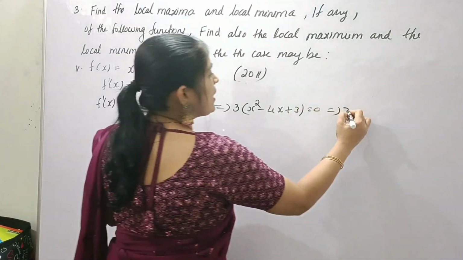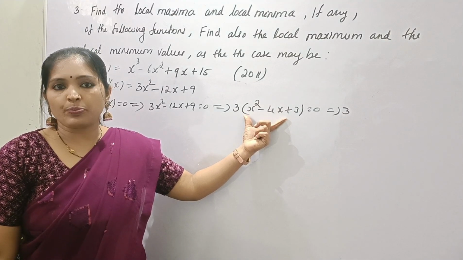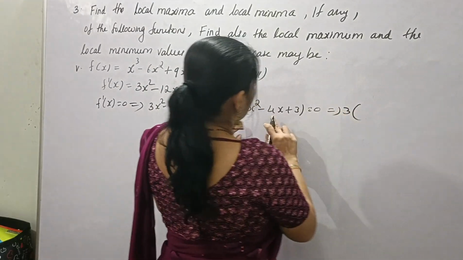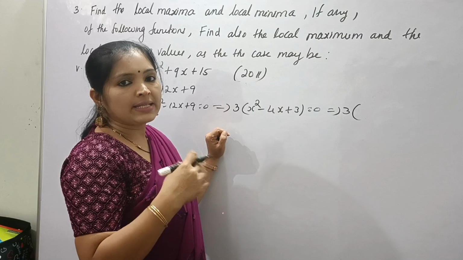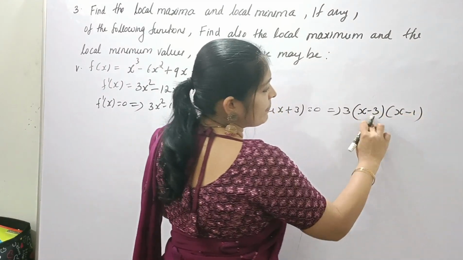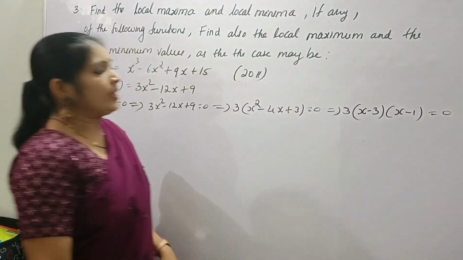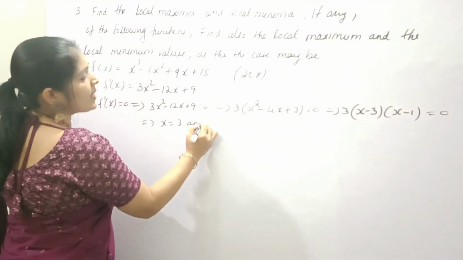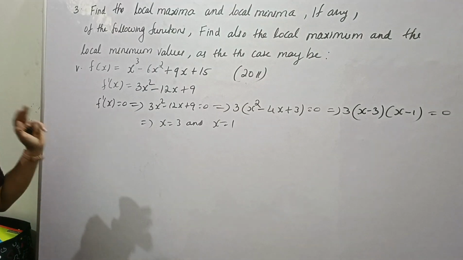That implies 3 into, see here we have to write it in the form of x plus a into x plus b to find the values of x. So here 3 into, multiplication should be 3 and addition should be minus 4. That is minus 3 and minus 1, right? So x minus 3 into x minus 1. See, multiplication is plus 3 and addition is minus 4. So here x minus 3 is equal to 0 implies x is equal to 3, and x minus 1 is equal to 0 implies x is equal to 1. So 1 and 3 are the critical points.